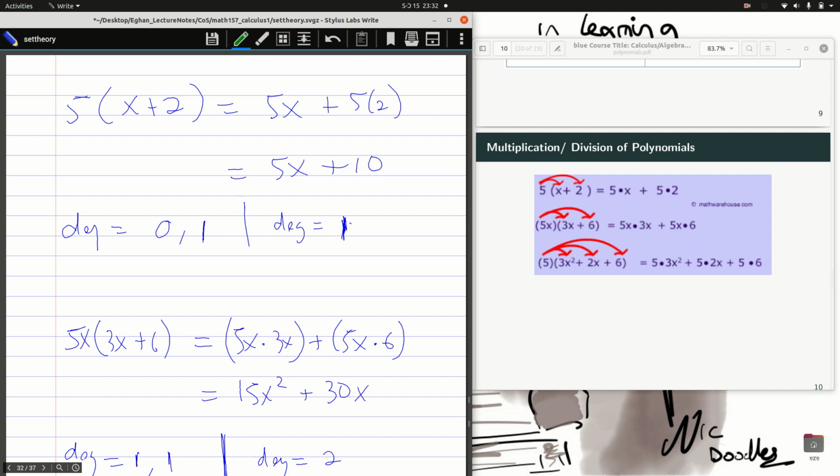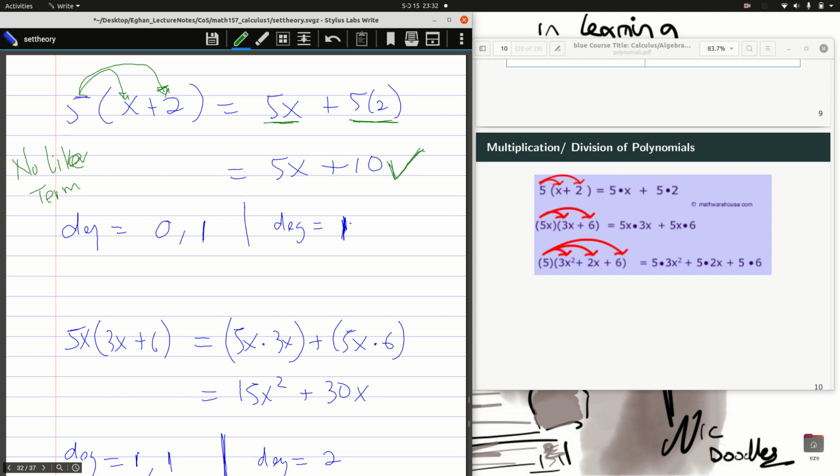If I want to multiply polynomials, I multiply them term by term. In this case, there are no like terms. We don't deal with like terms here, but rather it is term by term. So 5 will take x, this same 5 will take 2, and this will result in 5x plus 5 times 2, and this is what I get. You must be smart about this.